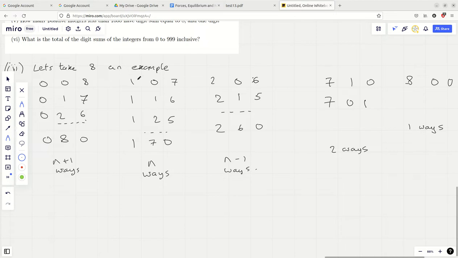These are the ones which start with 0, these are the ones which start with 1, the 100s, the 200s, all the way up to the 800s. And so what have we got here? We've got a sum from 1 to n plus 1 of r.